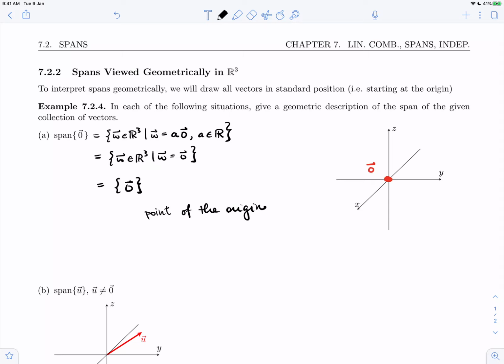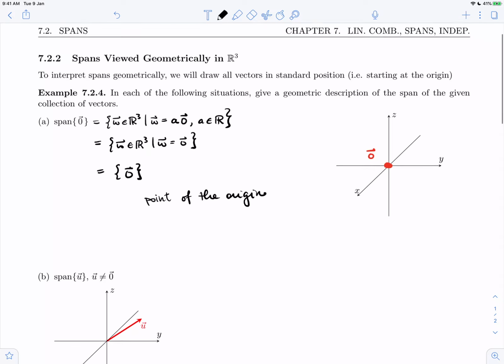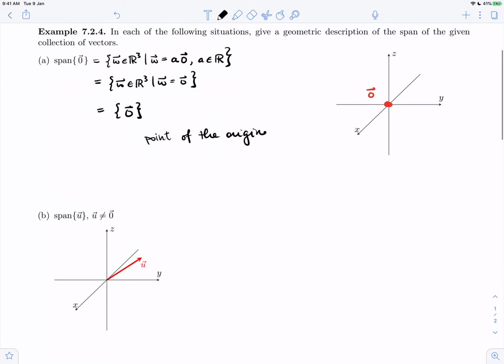So let's go and take a look at B. B is now asking us, well, what if we have the span of a single vector, but that vector is non-zero? So that vector u is given to us in the diagram here as a potential example. And the span of a vector u is still the set of all vectors that are linear combinations of that vector, so that means a scalar multiple. So it's a set of all vectors w that are scalar multiples of u for any scalar in R. It's a set of all possible linear combinations of this sort.